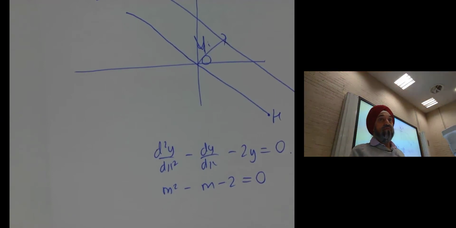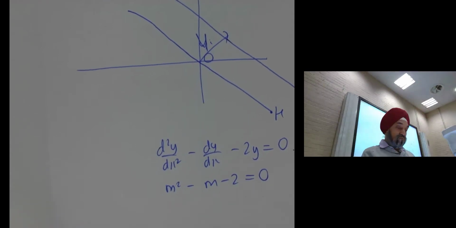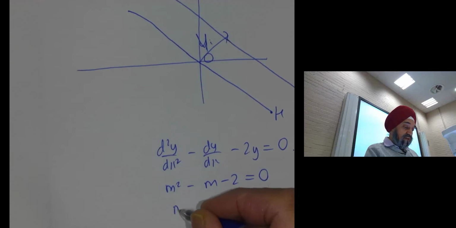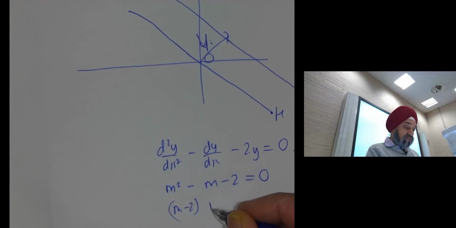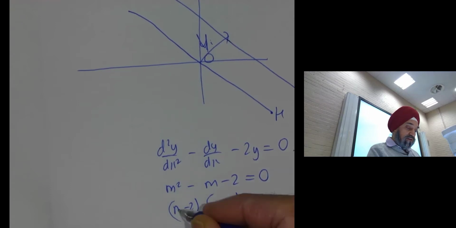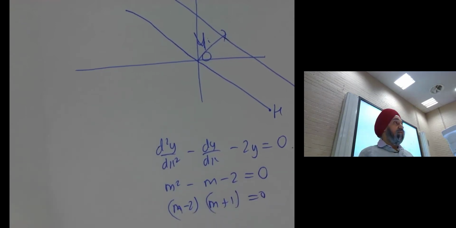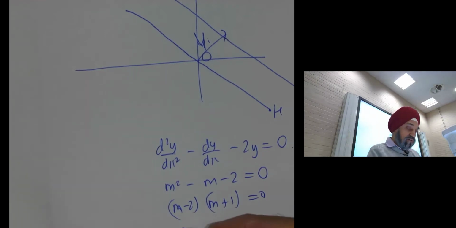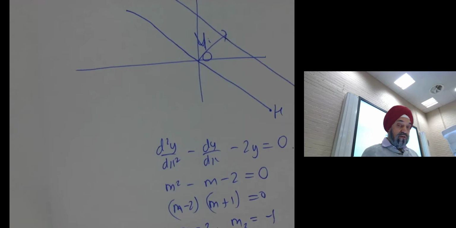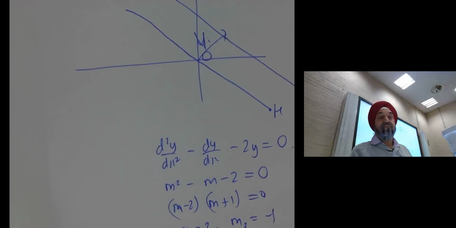And what else? Well, you're trying to factorize it. What do you factorize it into? Yeah, m minus 2, and m plus 1. That should do it, shouldn't it? So m minus 2, m plus 1. So what do I get? Yeah, m1 is 2, and m2 is equal to minus 1, isn't it?